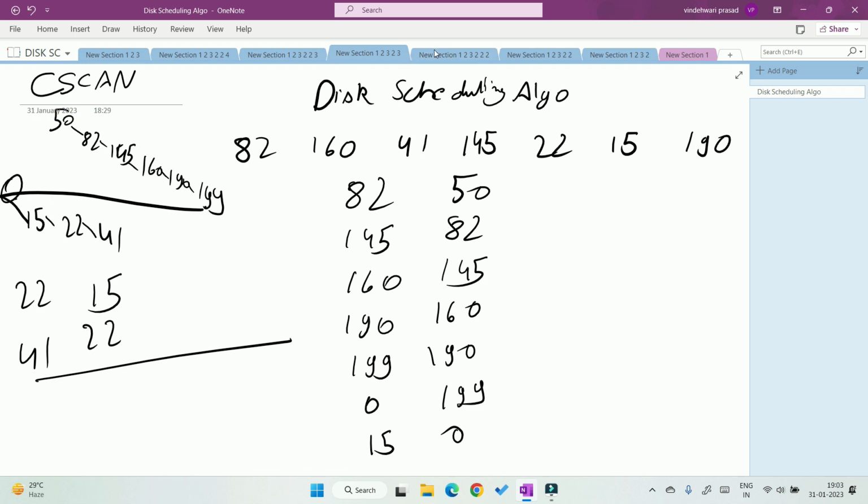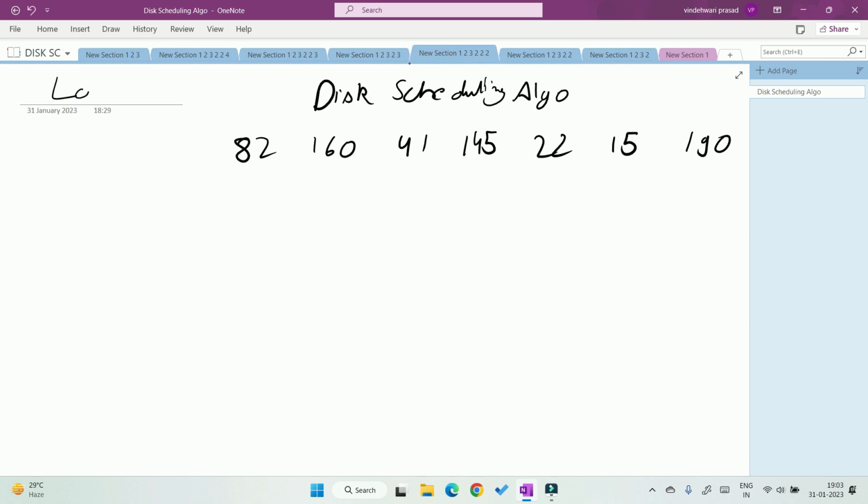Now there are two other algorithms which are similar to scan and C-scan. That is look. What does look do? It starts with 50. It goes in a particular direction: 82, 145, 160, 190. When it reaches the last track, it does not go to the last track of the disc. But when it reaches the last track of the queue which is given to us, it will start again with 41, 22 and 15. I hope you are now clear about the difference between scan and look.